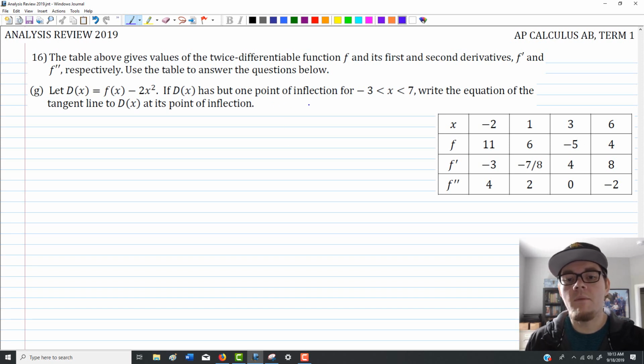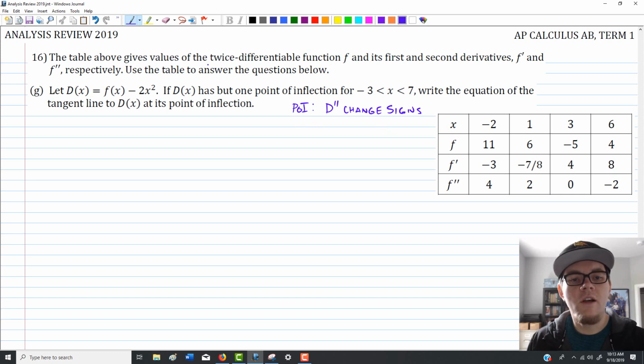So a couple things to talk about here. First and foremost, if we want there to be a POI on d, that would imply that we need d double prime to change signs. Actually, I'll write the word change. That's our first thing. We need to remember that. That is our formal definition of point of inflection. Point of inflection: d double prime changes signs.